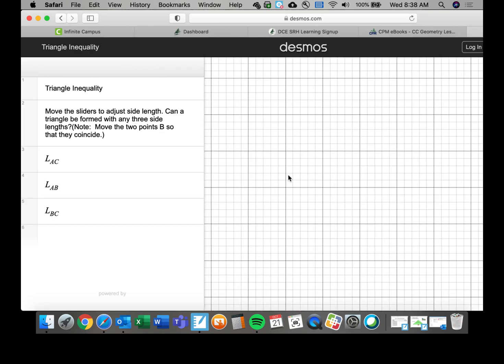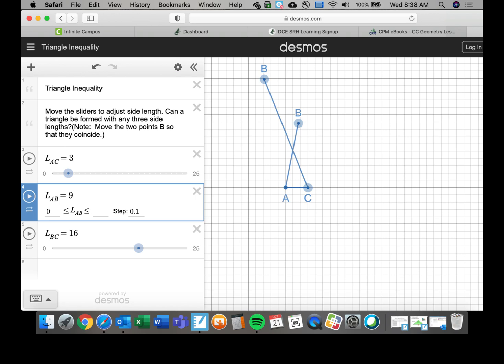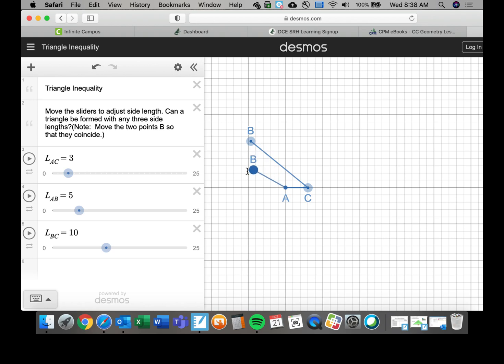This should bring up this possibility. And we said 3, 5, and 10 is what I'm looking for. So I'm going to change this to 3, I'm going to change that to 5, and I'm going to change that to 10. And what I need is for these point B's to be able to match up. So if I start moving this around, you can see, well, so far they're not real close.